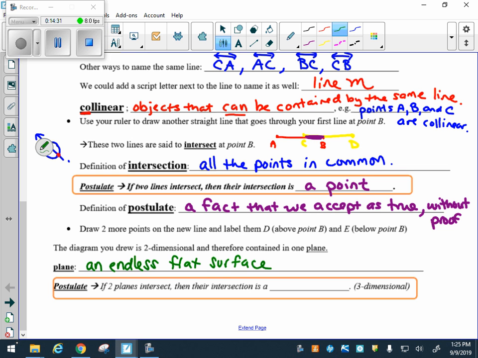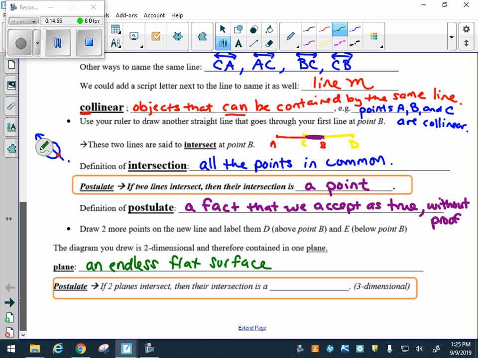It goes on forever in all directions. How many dimensions does that have? Well, directions infinite. Dimensions only 2. Has length and width, still no depth. In order to get depth, you're going to extend beyond one plane. Okay?